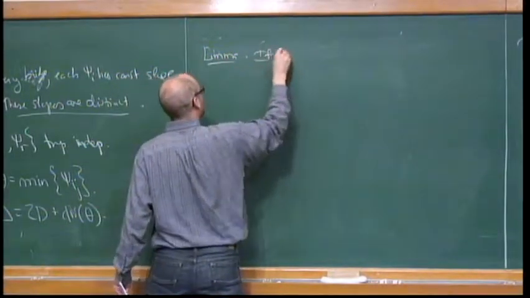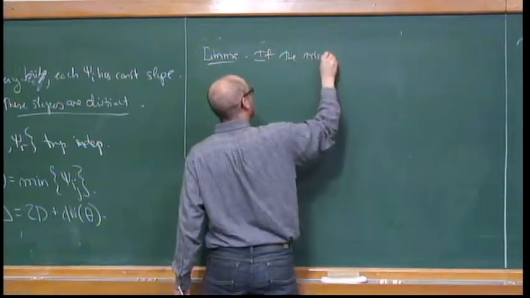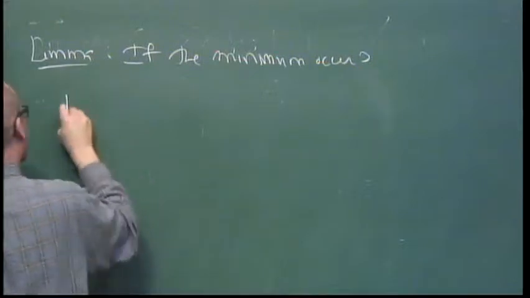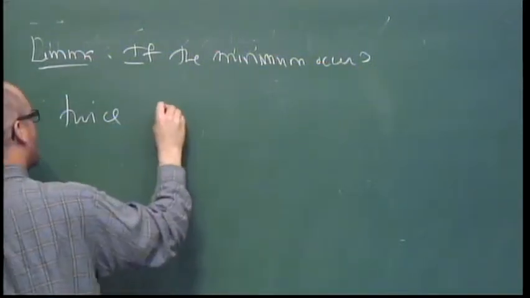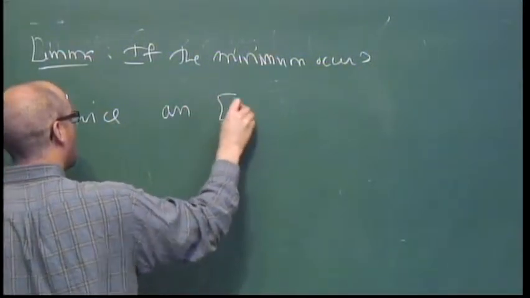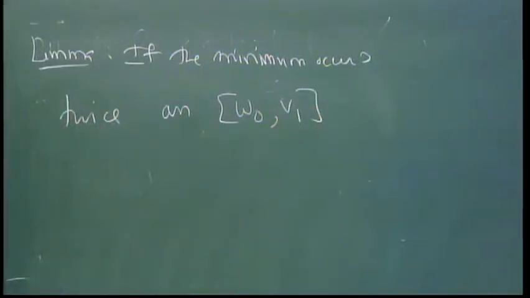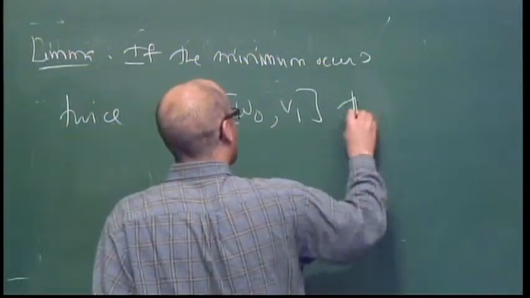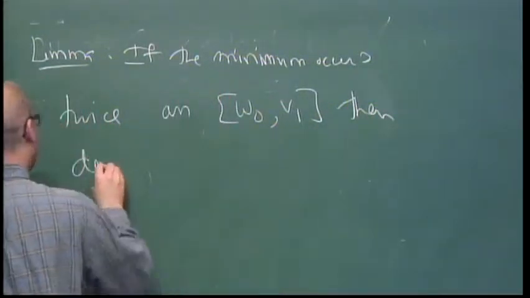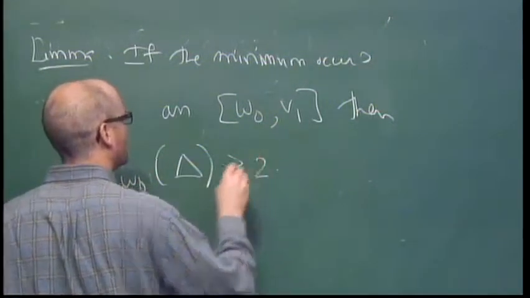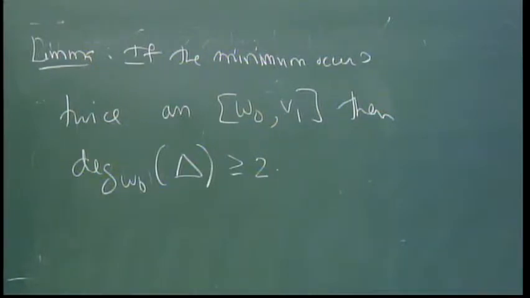So if the minimum occurs twice at every point on that left-hand bridge that I added, so W0 to V1, then the degree at W0 of delta is at least 2. So this is the same argument.